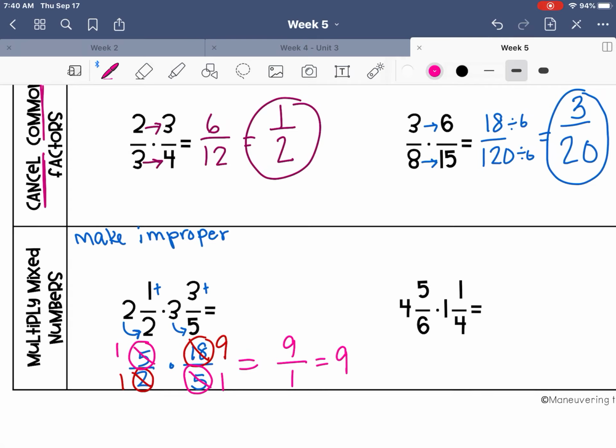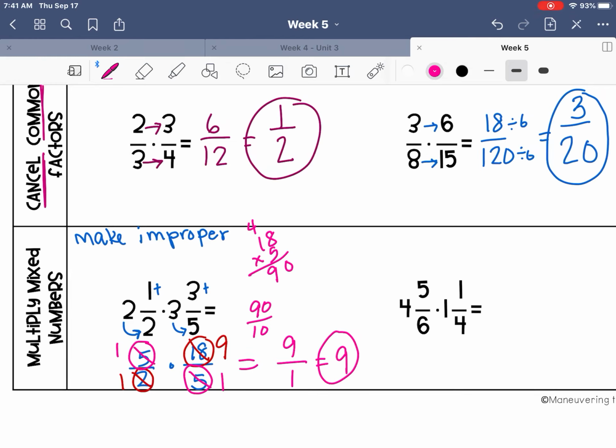Now, if you wanted to do that the hard way, 5 times 18 is, let's see, 5 times 8 is 40. Oh, that's 90. And then you would have gotten 90 over 10, which would have been pretty easy to simplify down to 9. But I like my way better. Okay, one more example, and then I'm going to bid you adieu.